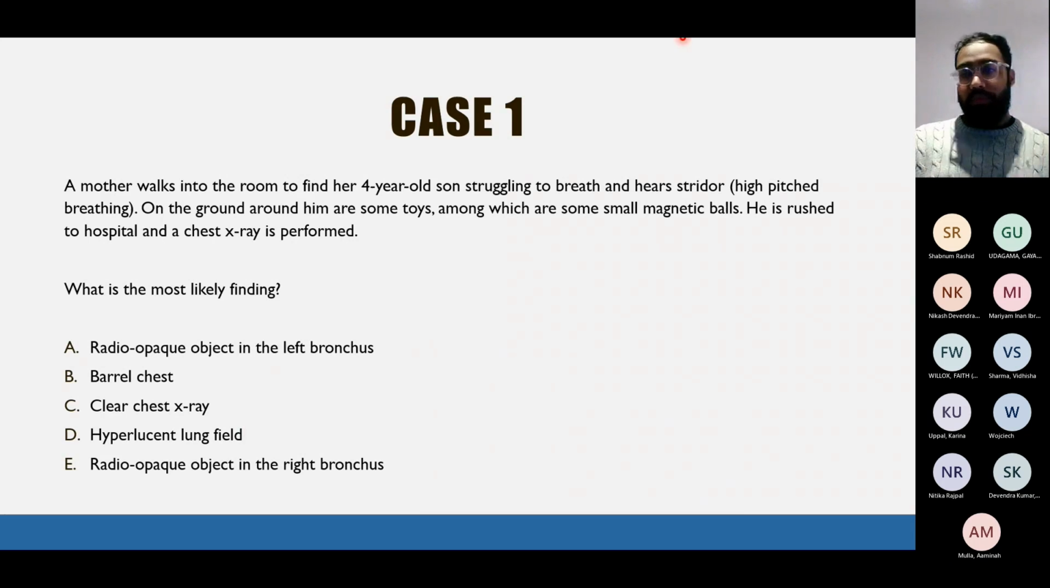So this is case number 1. I'll give you guys, let's say, a minute, because it's already 8:30, so let's try and get through this quick. Just have a think about this. Make a note of your answer, mentally or on a paper, and then I'll go through it afterwards.